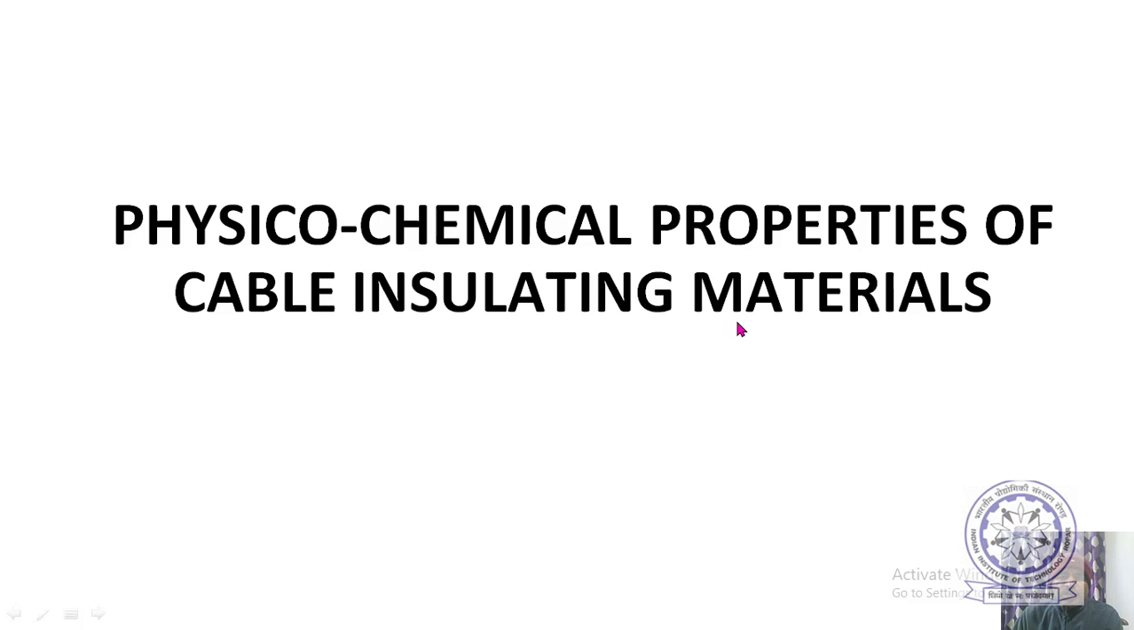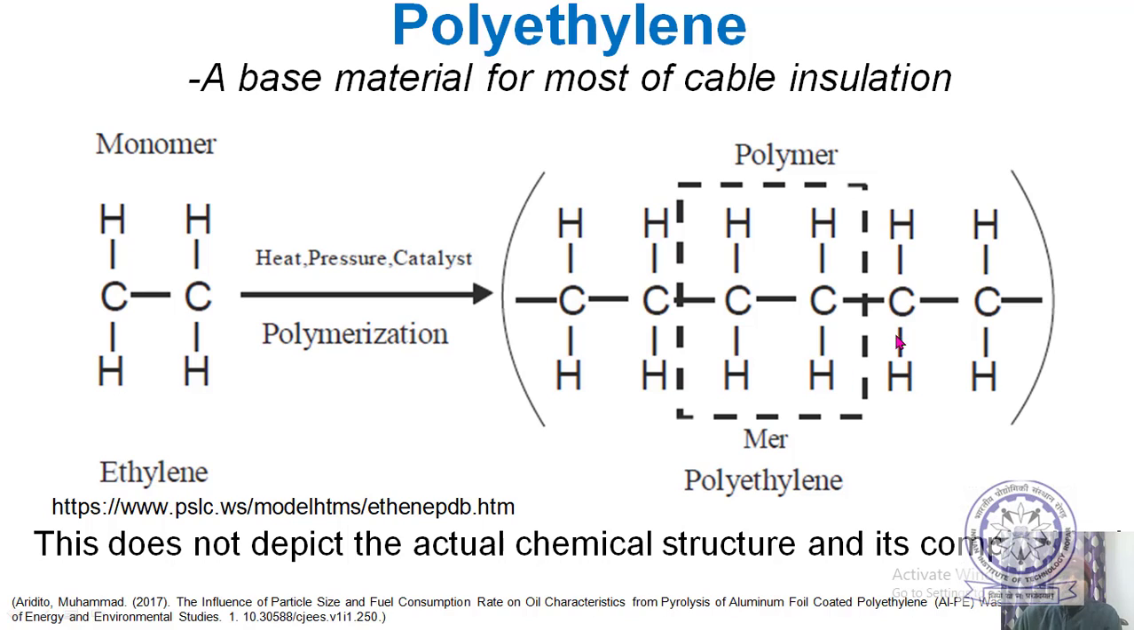And then physico-chemical properties of cable insulating materials. Let us see what they are. Basically, polyethylene is the base material for most cable insulation. Recently, a CIGRE report says around 80% of cable insulation is polyethylene now. Here this is the monomer. Monomer means C2H2.